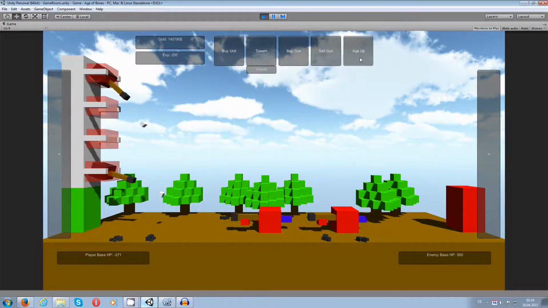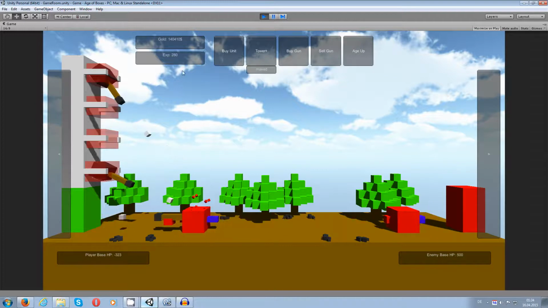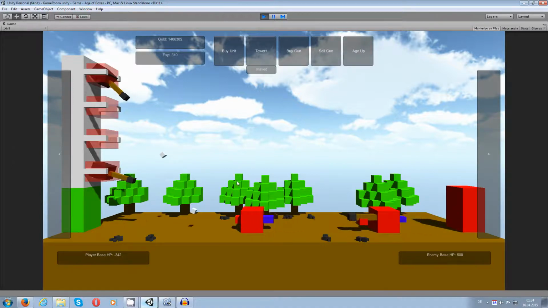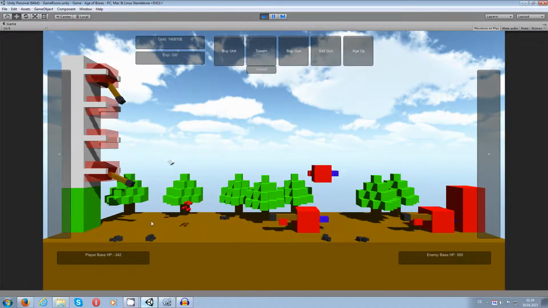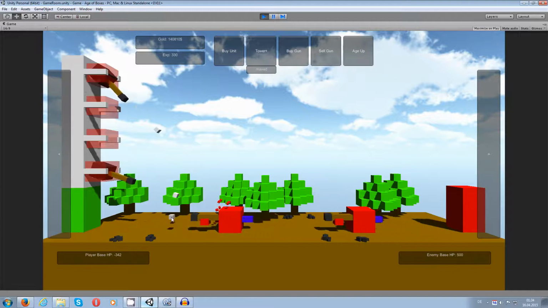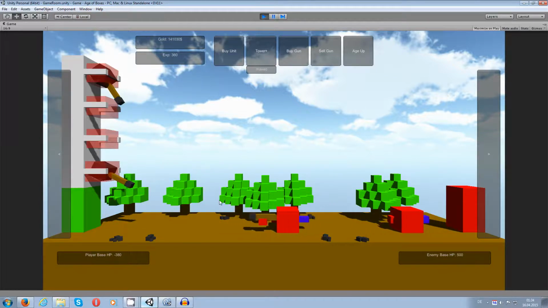Also, later on you can rank up in age if you have enough EXP, which you will get by killing enemies, and yeah, you will go through different ages, beginning in the Stone Age and later on landing, I don't know, somewhere in the future.